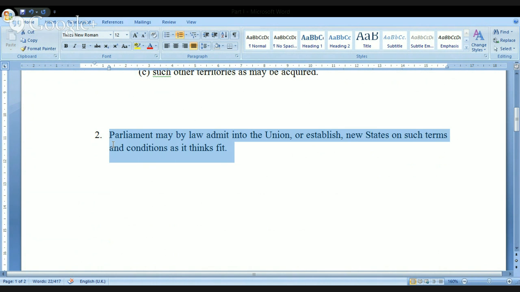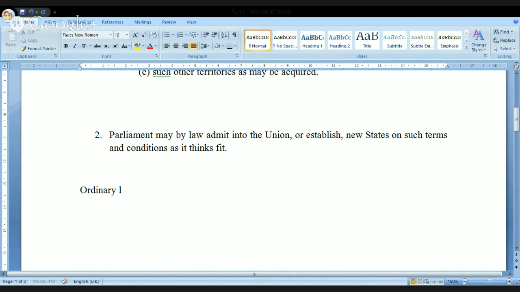Before I go further, I will give you some explanation. Kindly look at this one. Just one point for me here. If you look at this phrase, "Parliament may by law," wherever you come across "Parliament may by law," I am talking about the ordinary law.